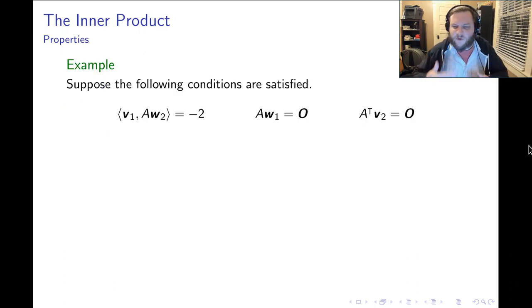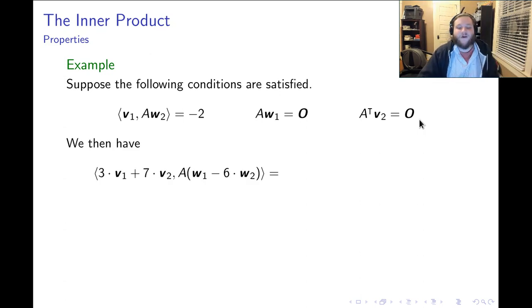So I just want to go through maybe a sort of homework type problem to acquaint ourselves with what it's like to work with inner products. Let's say I'm in a situation where these three conditions are met. Let's say that I happen to know that the inner product of a vector v1 with A multiplied by a vector w2 equals -2. Let's also say that I happen to know that A multiplied by a vector w1 is 0, and A transpose multiplied by a vector v2 is 0.